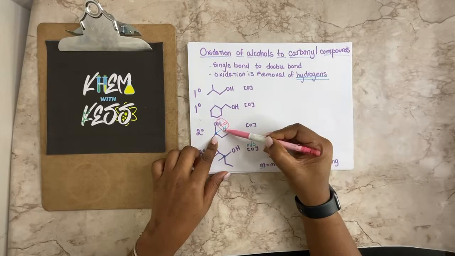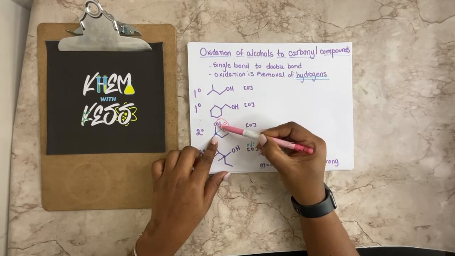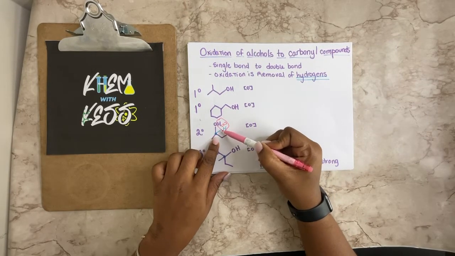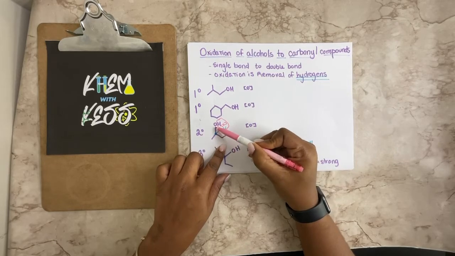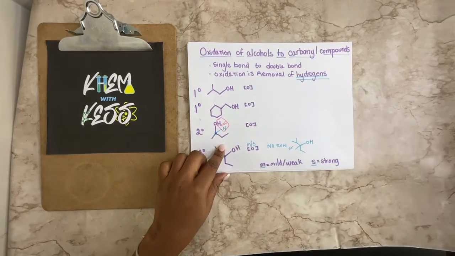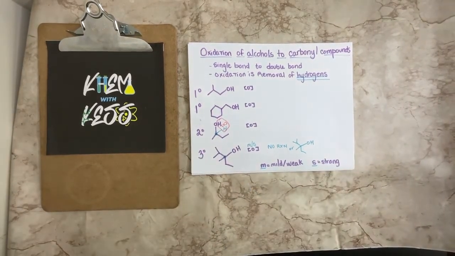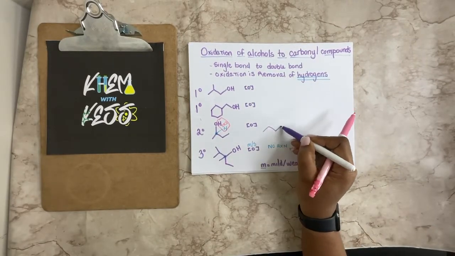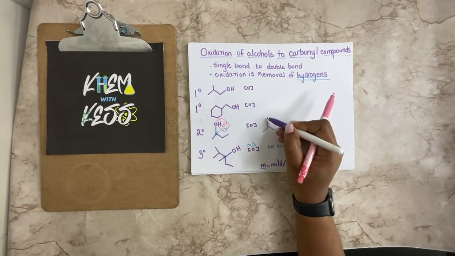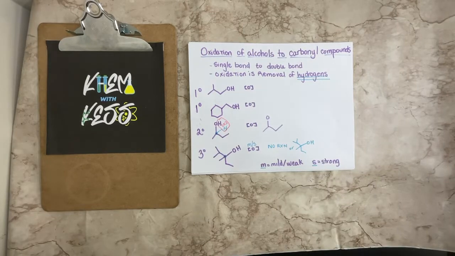Now, when I remove the hydrogens, the remaining electrons, like this blue line right here, would go to make a double bond to the oxygen. So now this would look like: here's the oxygen and the carbonyl would go there.